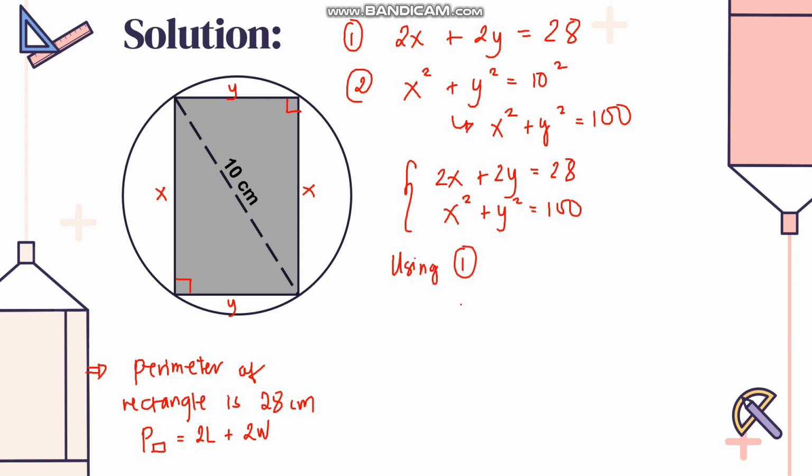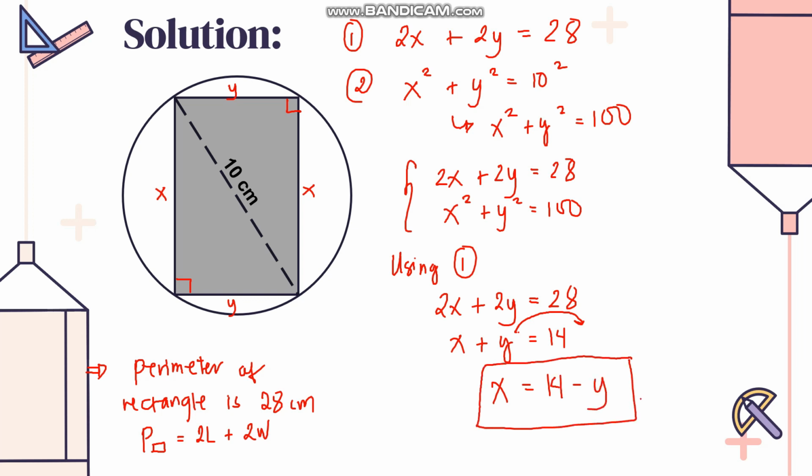Let's use equation number 1 to get a temporary value of x or y. Equation number 1 is 2x plus 2y equals 28. As you can see, all of them are divisible by 2, so we can simplify. So we have x plus y equals 14. Either you move x to the other side or y to the other side, it will be okay. Let's just move y to the other side so that we have x equals 14 minus y. This is now the temporary value of x, and we will substitute this into equation number 2 to identify the first variable, which is y.